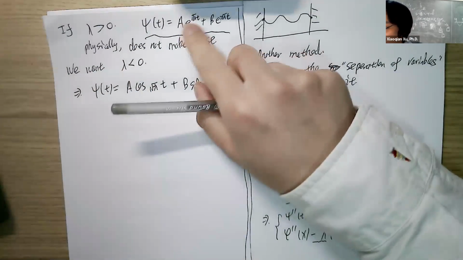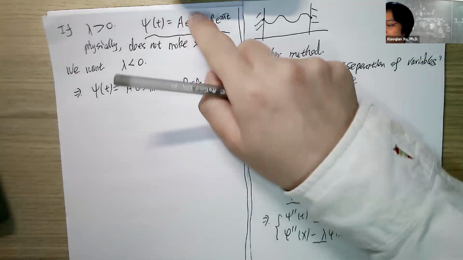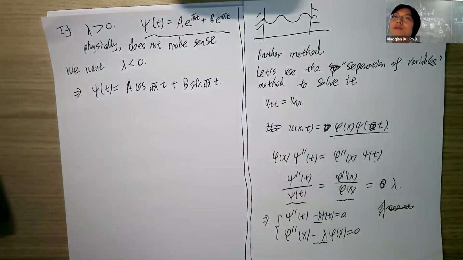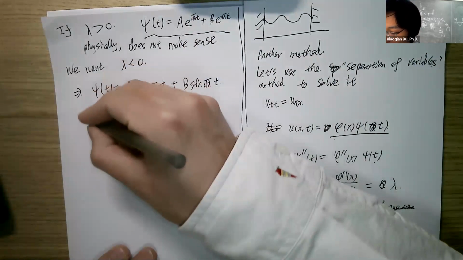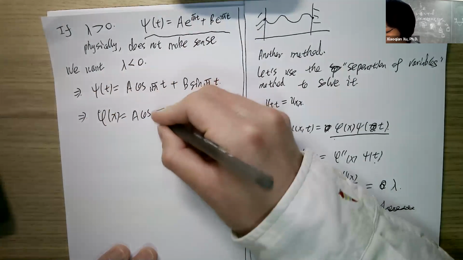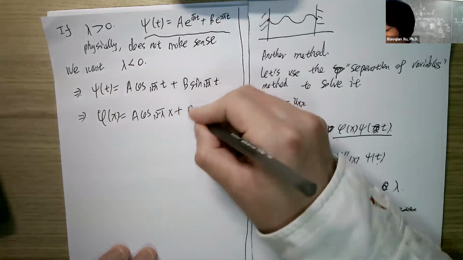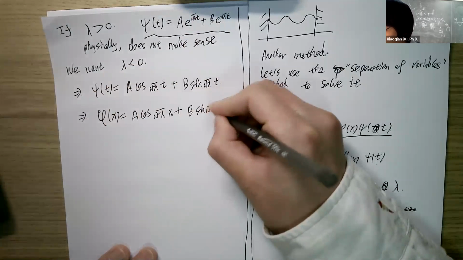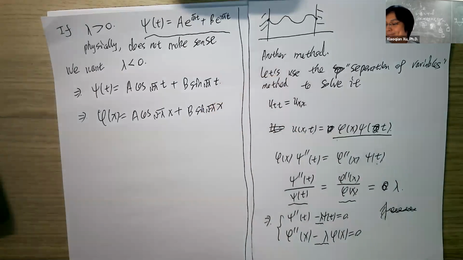Or you can also say that, okay, that means it's e to something square root of lambda. Here the square root of lambda is an imaginary number, which is why you can write it this way. Okay, so that looks pretty nice. So that also means you have phi of x is a cosine square root of minus lambda x plus b sine square root of minus lambda x. Okay, that looks pretty nice.